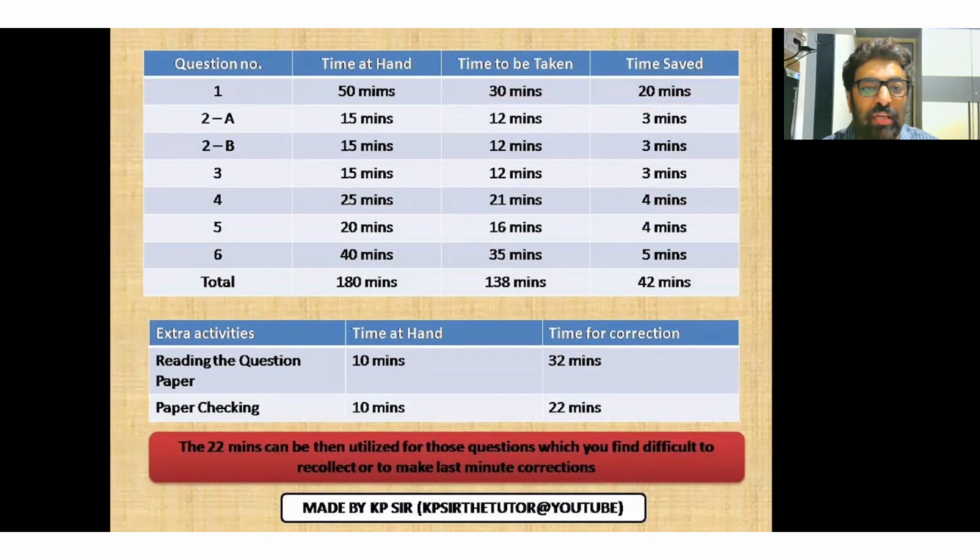Similarly, questions 2A and 2B are short questions, but there are sometimes three points in those answers, and therefore you have to be a bit faster in completing your questions 2A and 2B. I would suggest you complete your questions 2A and 2B in 12 minutes each. Thereby we save a total of 6 minutes on question 2.